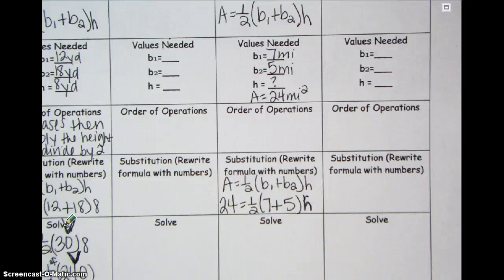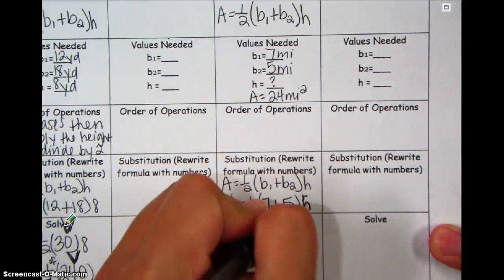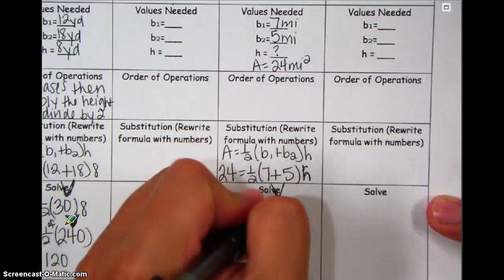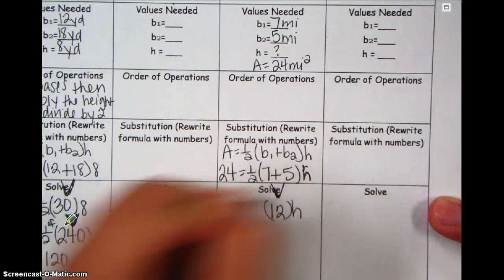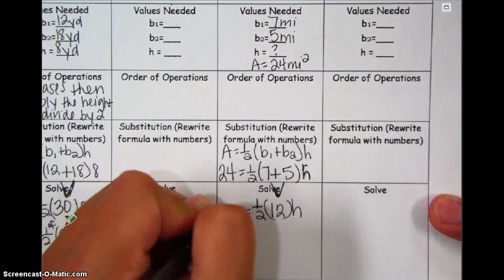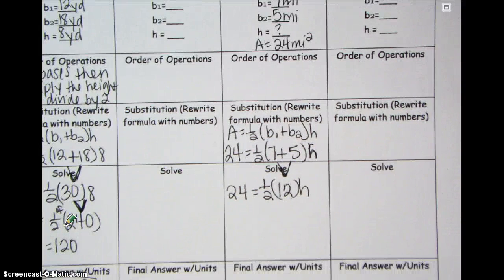What do you think is the first thing we should do to start to solve this, Madison? Add my bases. We're still going to get rid of our parentheses first. Exactly. So 7 plus 5 gives me 12. I still have my h for my unknown height, still have my 1/2, and that's all still equal to 24. If you want to make sure you don't leave any steps out, you need to be solving and bringing everything down along the way.